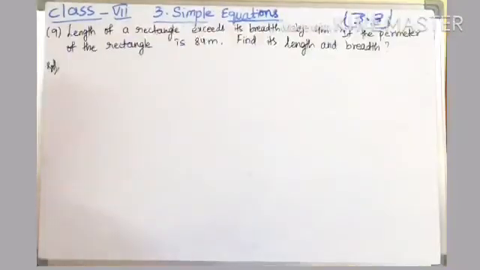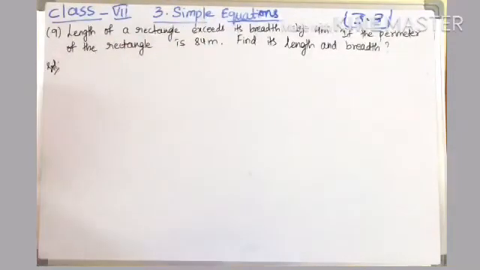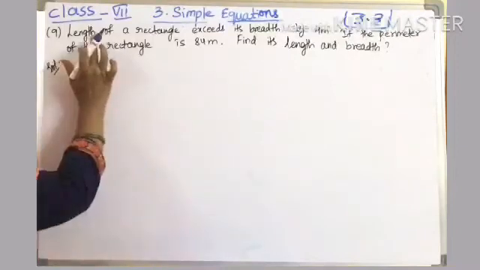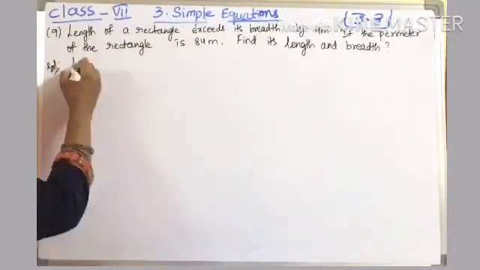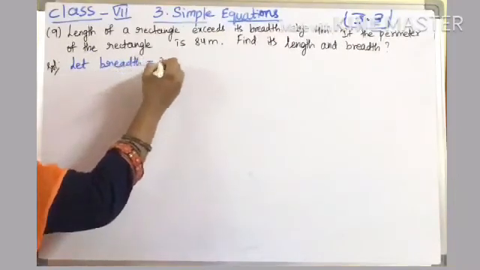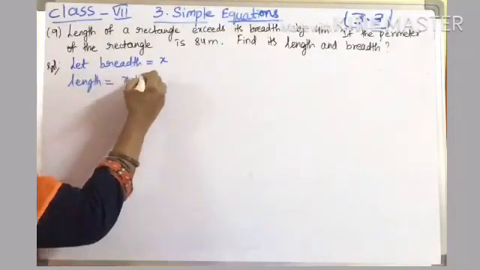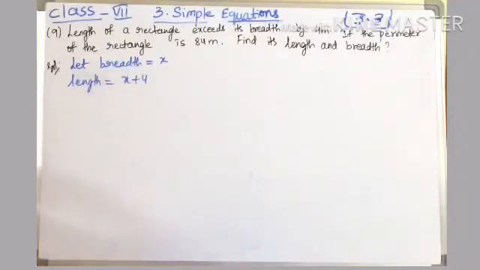Ninth word problem. Length of a rectangle exceeds its breadth by 4 meters. If the perimeter of the rectangle is 84 meters, find its length and breadth. Like the previous sum only. Here the length of the rectangle exceeds its breadth by 4. Here they gave the condition for length, for breadth they did not give. So let breadth be x. Then what does length become, children? Length will become x plus 4, since length exceeds its breadth by 4.